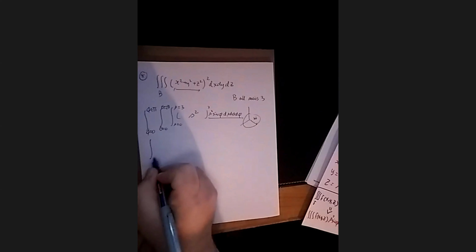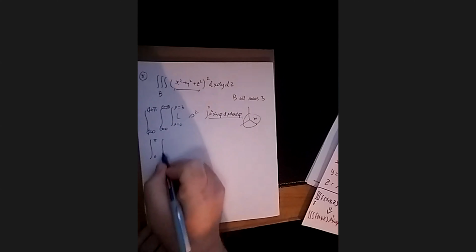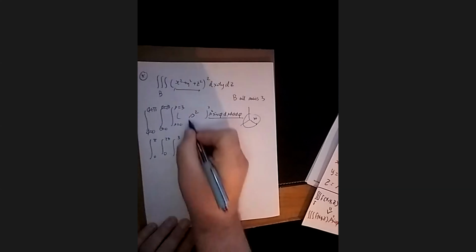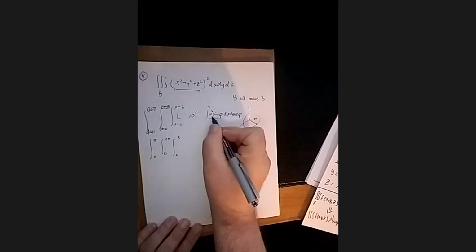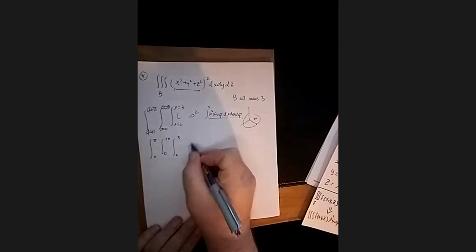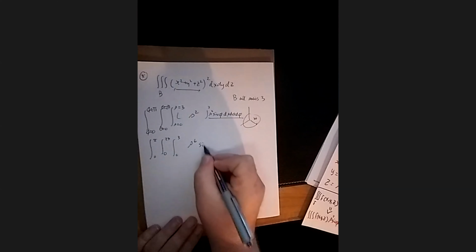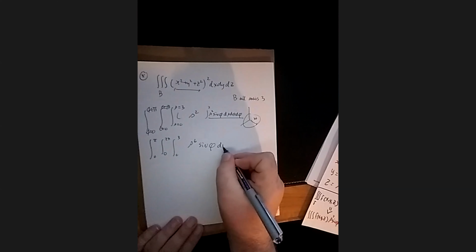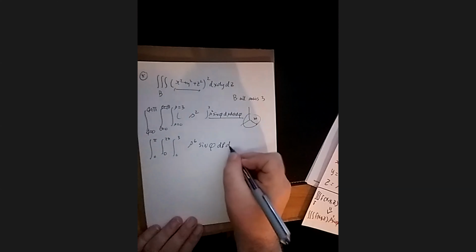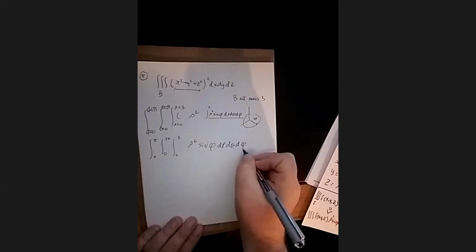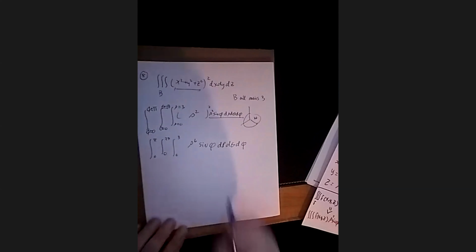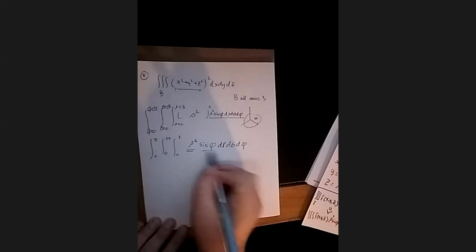So we're going to go from 0 to pi, from 0 to 2 pi, from 0 to 3. That guy squared gets you rho to the 4th. That guy gets you another 2, and you get rho to the 6th sine of phi d rho, d theta, d phi. The thing I like about this one is you can just split it up. Exactly. Do you see that these are multiplied together?